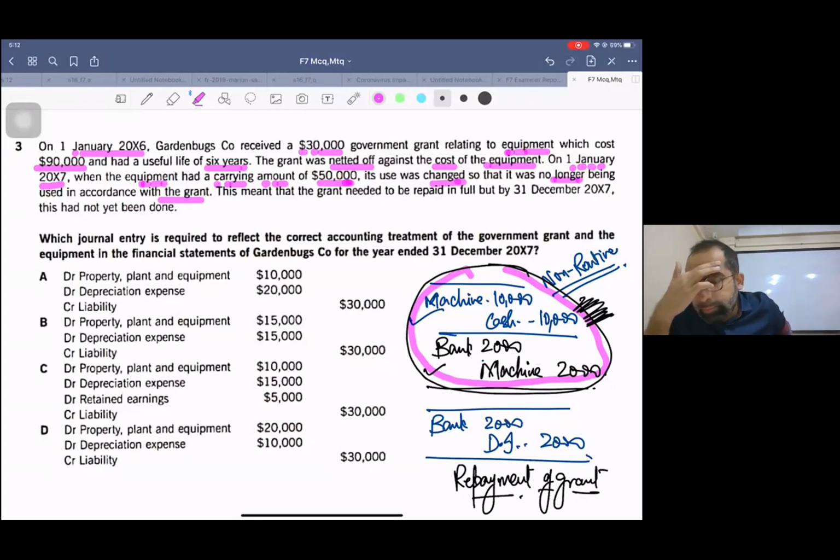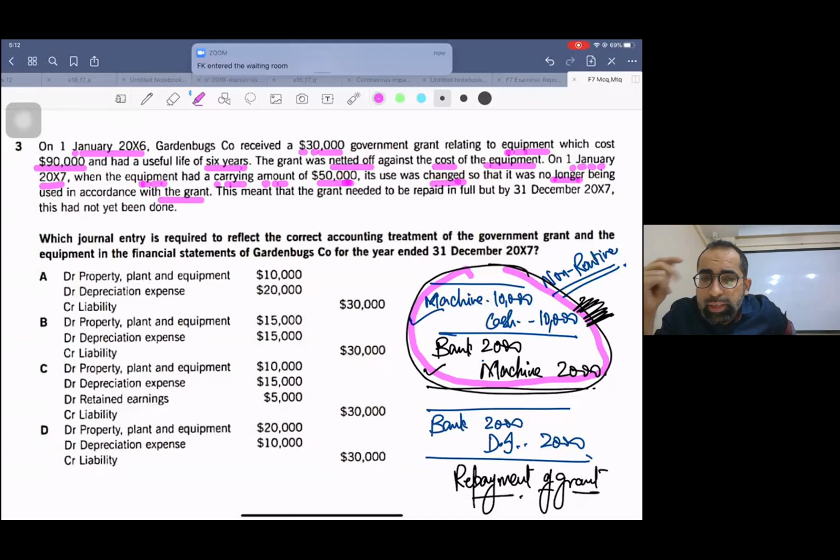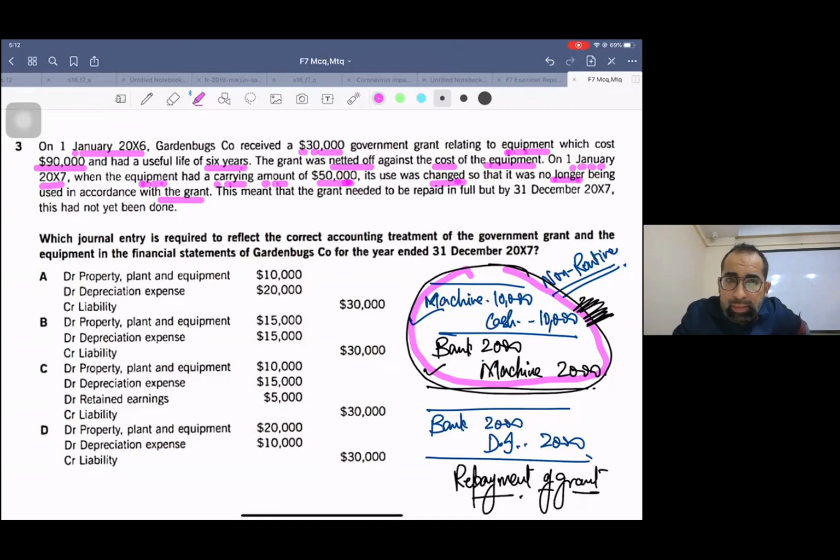On which date did we breach? All of you please check. We breached on 1st of January X7, within 1 year. This meant the grant needed to be repaid in full, 30,000, by 31st December X7. This has not yet been done. Obviously we have to pay by the end of December X7, but we haven't paid, so it's a current liability. Don't forget, it's your liability.